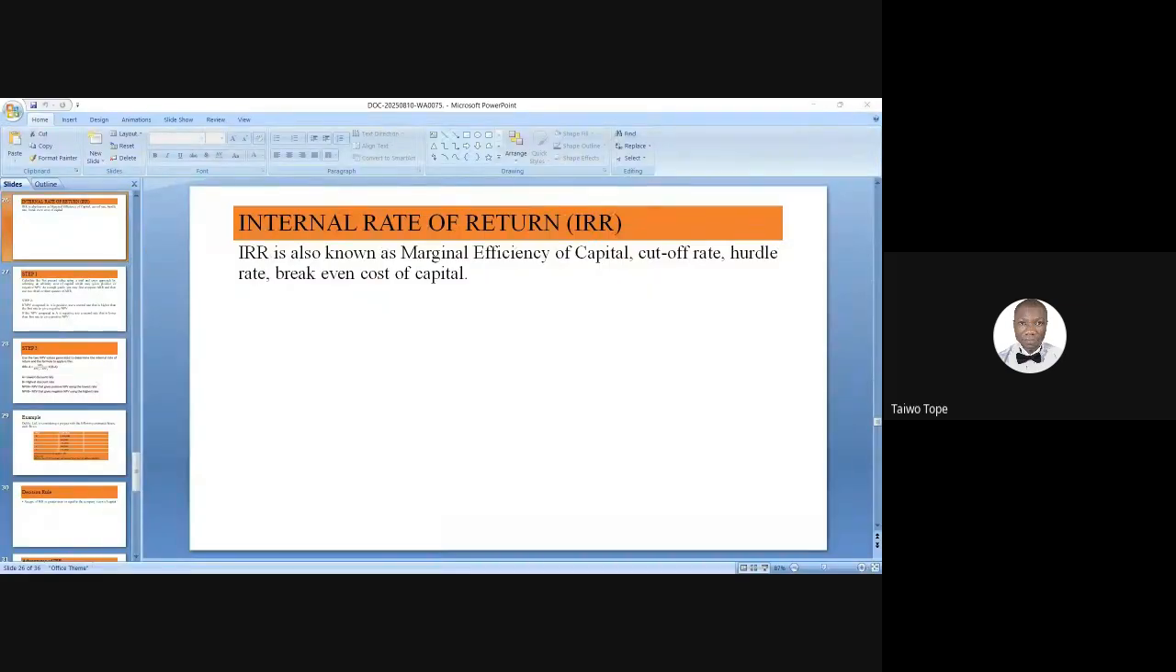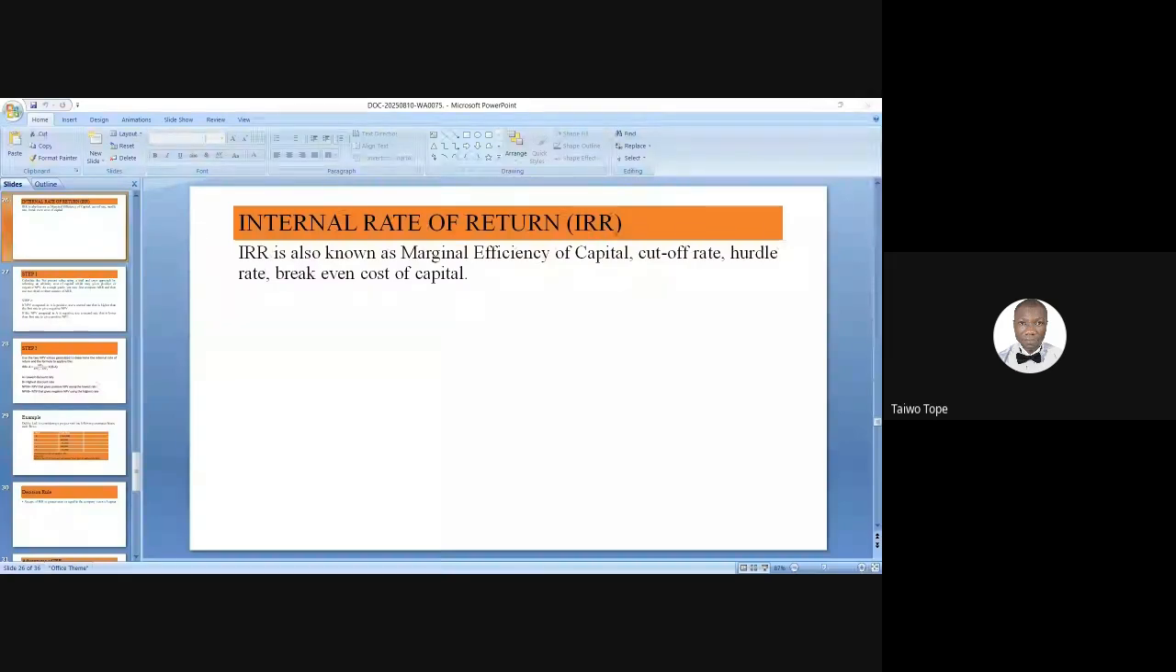without causing any harm to the shareholders. Why are we bringing the shareholders here? Because they are one of the major stakeholders in the business. So by the time you are trying to invest in a project and it will harm the ordinary shareholders, they will frown at it. They will not be happy. So you must always consider their interest in whatever decision that you want to take as a financial manager.